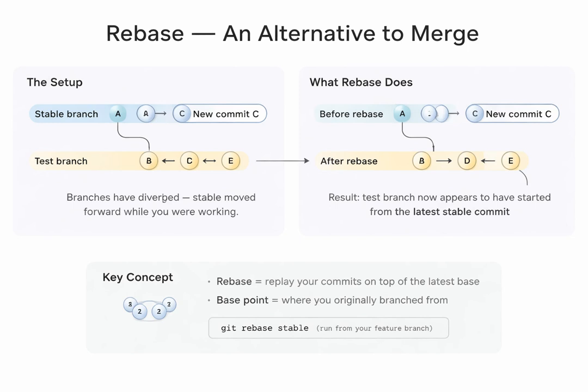This is where rebase comes in. Rebase essentially replays your commits on top of the latest version of the base branch. Instead of your branch starting from the old commit B, after a rebase, it looks like your branch started from the new commit C. Your work is the same, but it's now built on top of the most current version of stable. This keeps the history cleaner and reduces the chance of conflicts when you eventually merge.